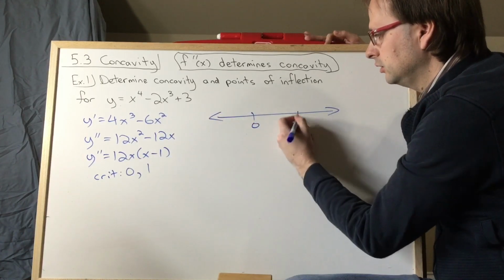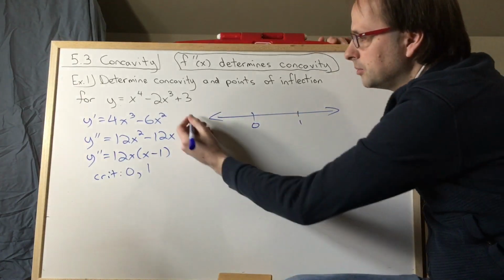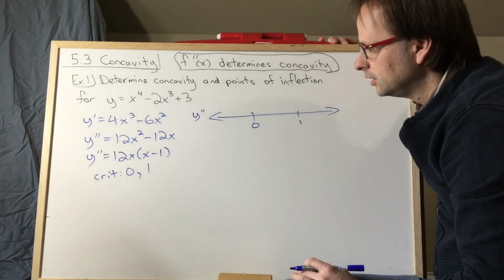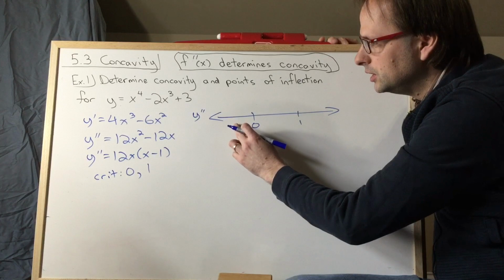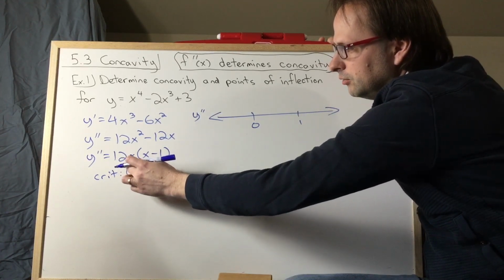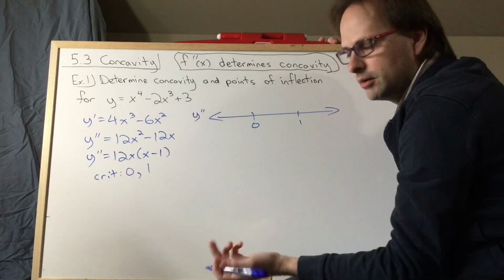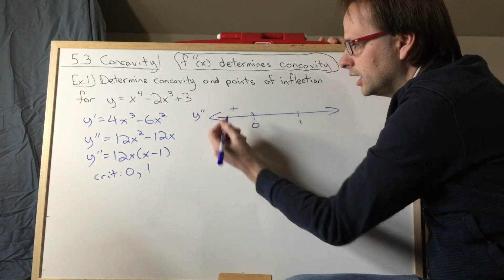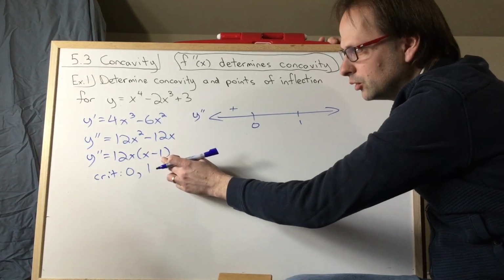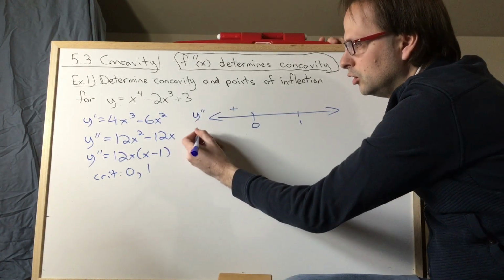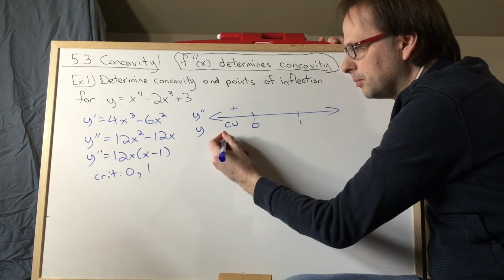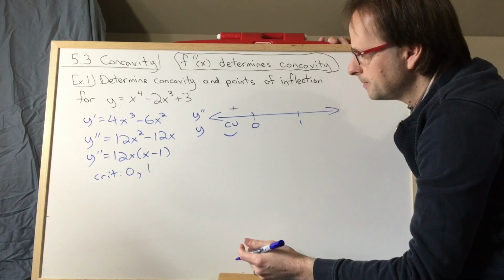So here are critical values, 0 and 1. I'm going to sub into the second derivative because I want to know about concavity. So let's see, if I put in the number -1 into the second derivative, this part here would be negative, this part here would be negative, I'd have negative times a negative, I'd get a positive. For any value less than 0 that you throw into this second derivative, you'll get a positive. Which means that the original curve on that interval is concave up, kind of like this.